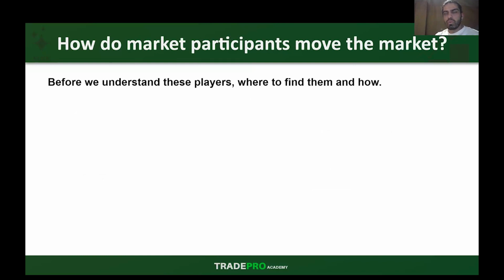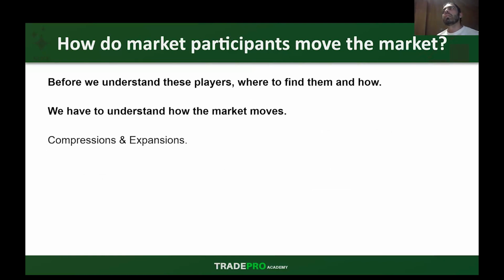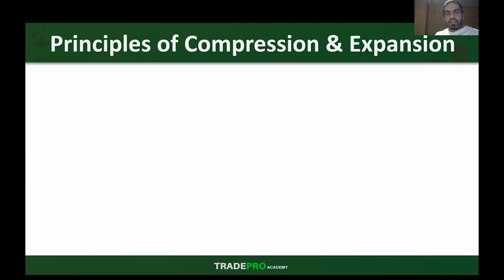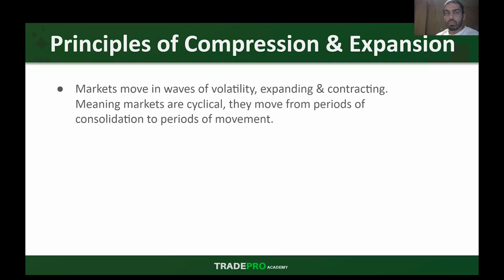So before we understand these players, right, where to find them, how to find them, what to look for, we have to understand how the market moves. The market moves in two general market structure patterns, price action patterns, quote unquote, call them what you will. And these are going to be compressions and expansions. Compressions and expansions are the only two major mass categories of how the market moves around, right? Up, down, whatever. So let's break down these principles of compression and expansion, because when we understand this, we're going to understand how the market moves, why the market moves, and we're going to start to get hints at where strong-handed traders are versus weak-handed traders. So understanding this is very pivotal to understanding market structure, price action, and just general market movement.